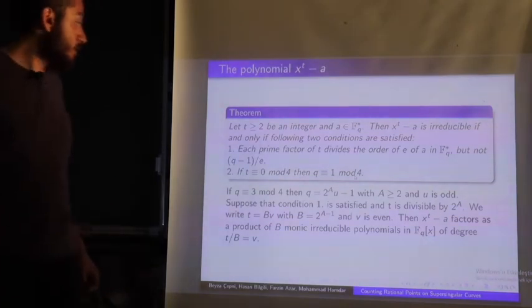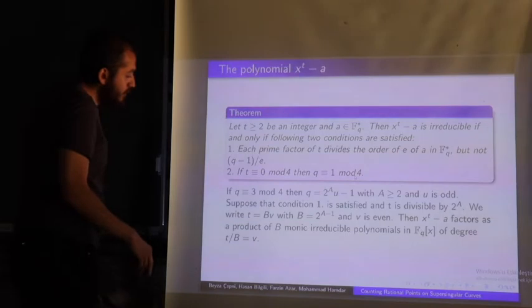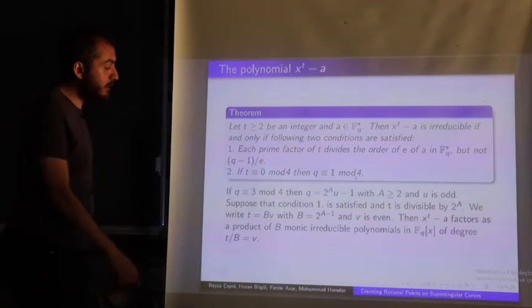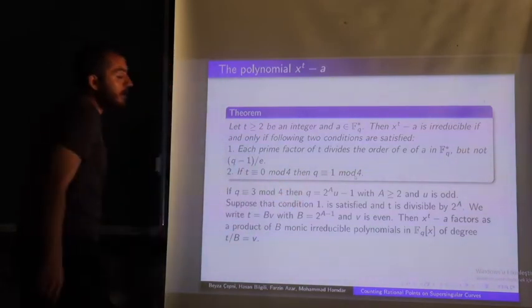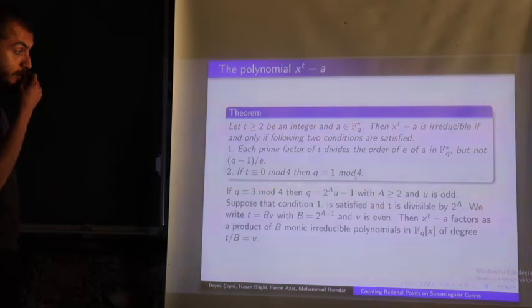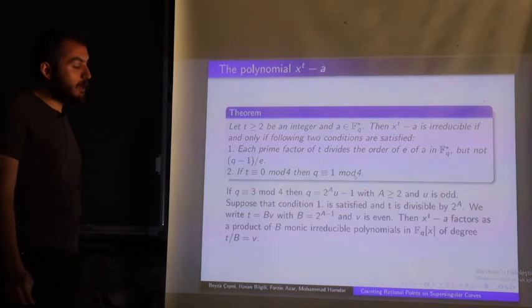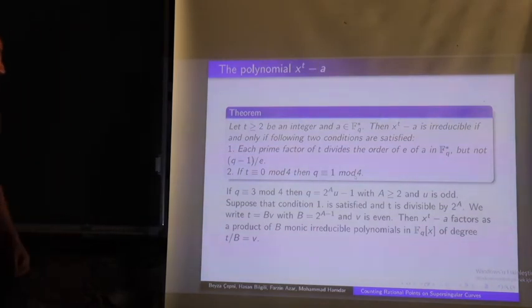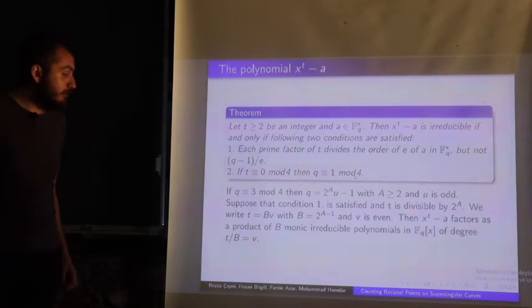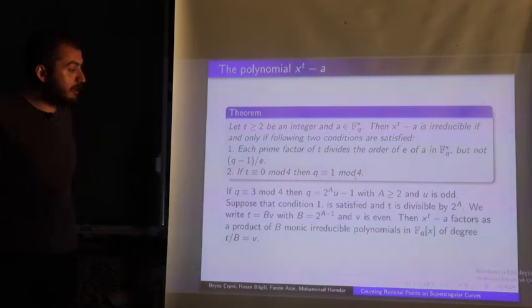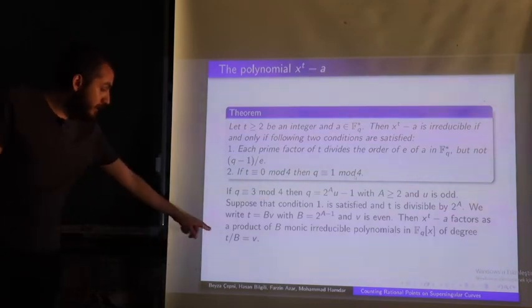Now, if q is equivalent to 3 modulo 4, then q has to be in that form where a is bigger than or equal to 2 and u is odd. Suppose that the first condition is satisfied and t is divisible by 2 to the power a. We write t is equal to b times v, with b equal to 2 to the power a minus 1 and v even. Then x to the power t minus a factors as a product of b monic irreducible polynomials in F_q[x] of degree t divided by b, which is equal to v.